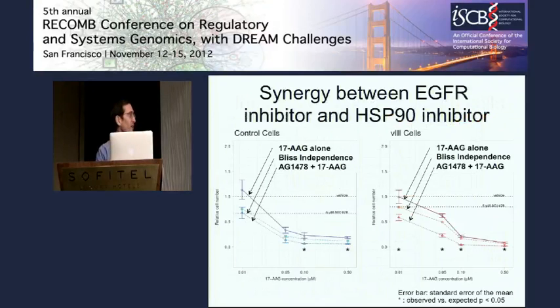And one final thing on these chemical screens: in some cases we're actually able to find synergy among the compounds, so that hitting the cells with a combination of these compounds, in this case the EGFR inhibitor and HSP90 inhibitor, does better than you'd expect from the individual treatments.